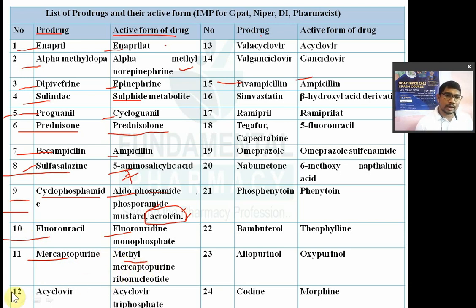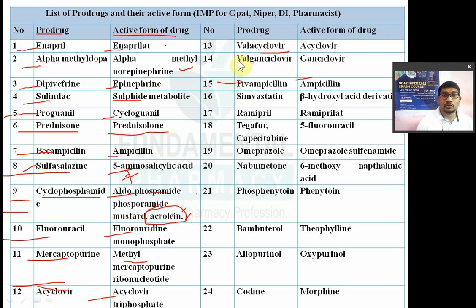Another drug, acyclovir. Acyclovir is an antiviral drug. Acyclovir क्या है? Antiviral drug. It is a prodrug. It is converted into active metabolite known as acyclovir triphosphate. इसके ऊपर GPAT में क्वेश्चन आ चुका है. Acyclovir is a prodrug known as an antiviral drug which inhibits the DNA synthesis in the virus, and active metabolite is acyclovir triphosphate. Now we'll see another antiviral drug known as ganciclovir.